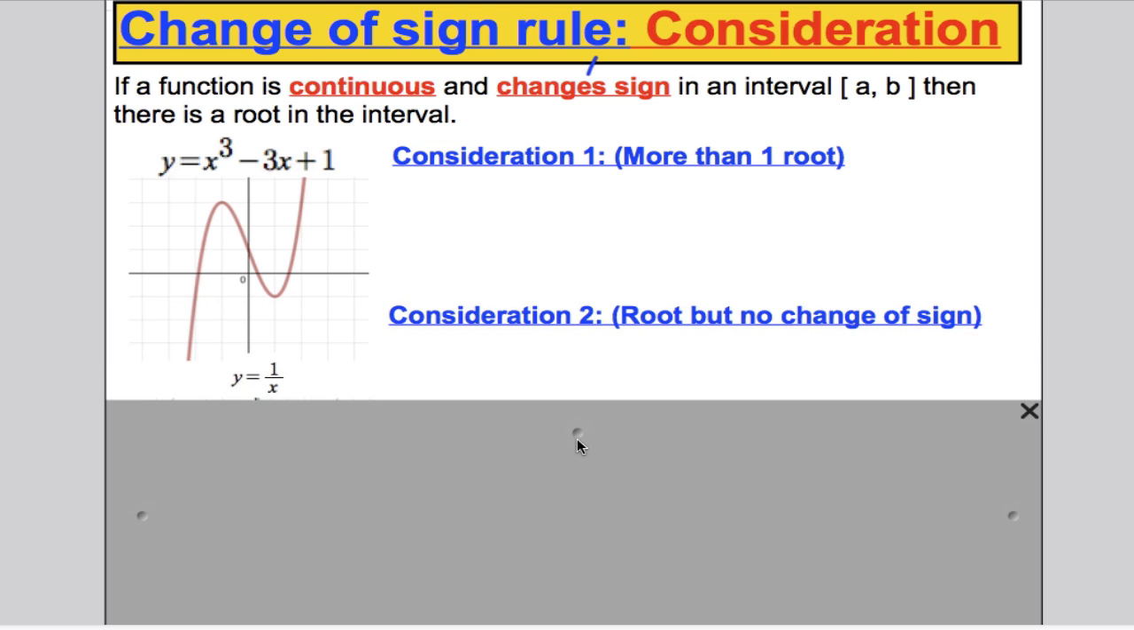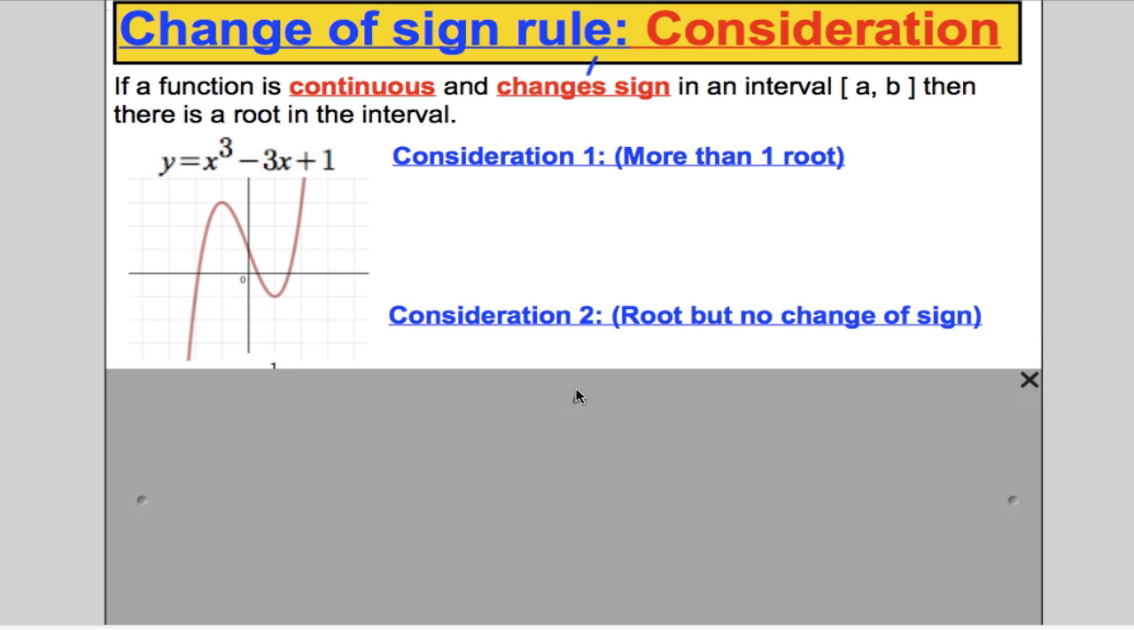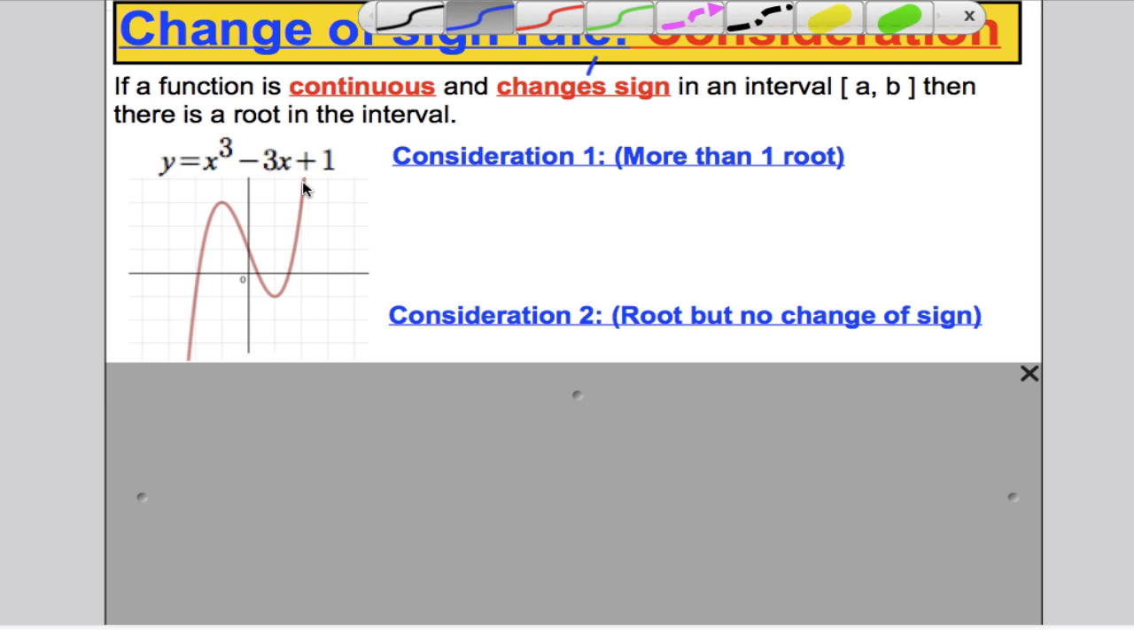Now another thing to say is sometimes you can get a root but without a change of sign. Let's see what I mean by that.